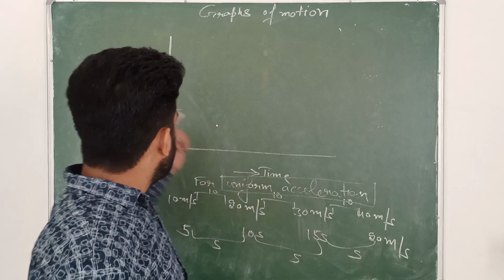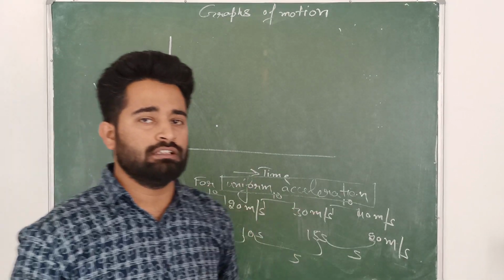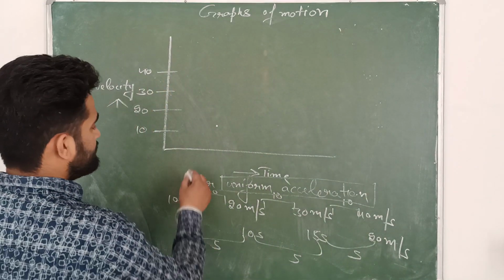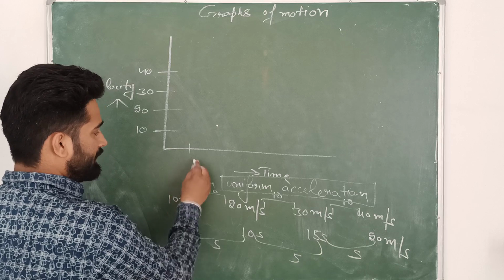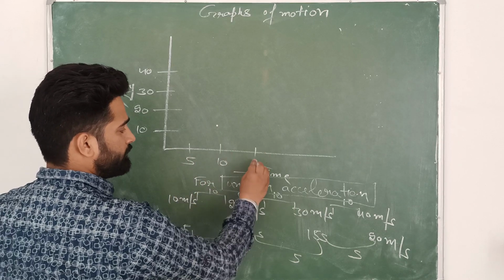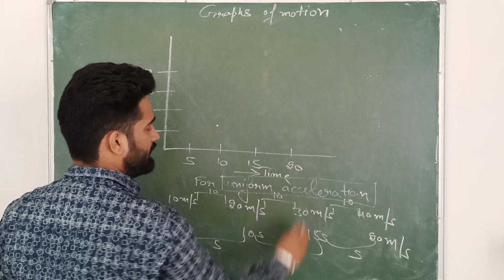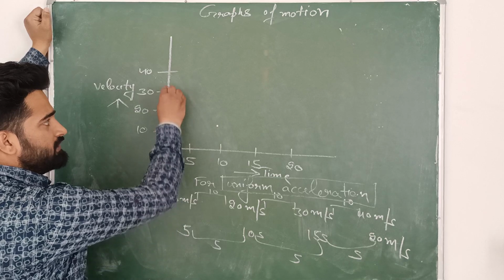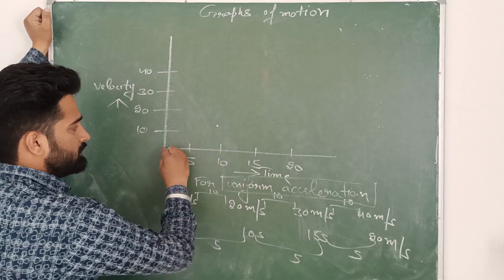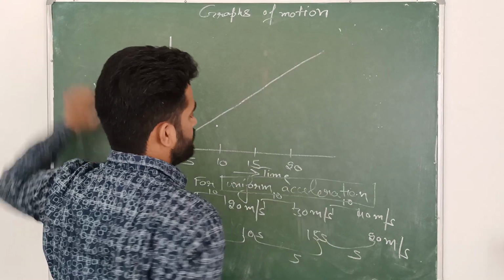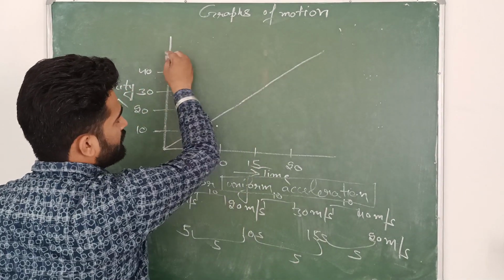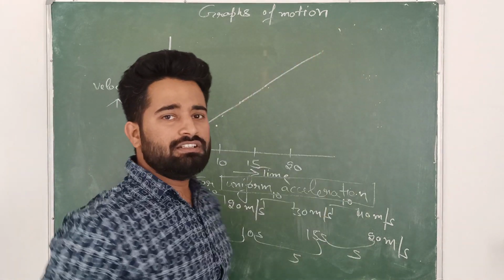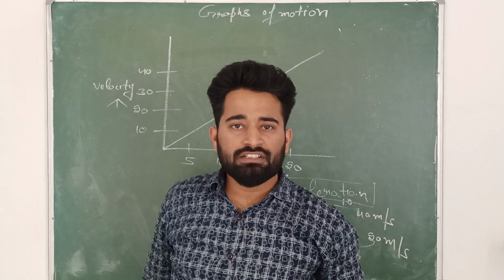So we have to draw the velocity time graph for uniform acceleration. What is the nature of the graph here? Here 5, 10, 15, 20. See, if the velocity is changing in equal intervals of time, then the graph will be a straight line. Earlier we studied that the graph will be parallel if the velocity is the same.